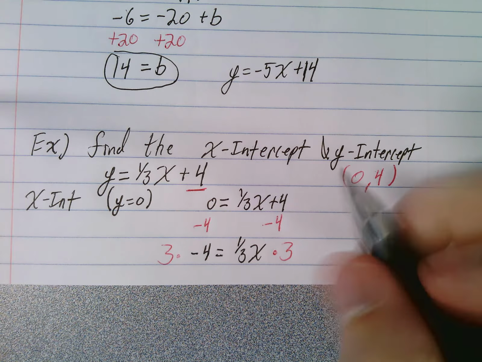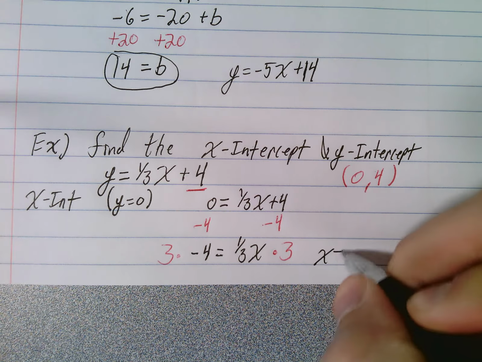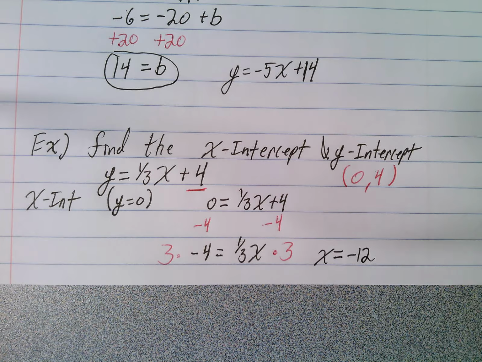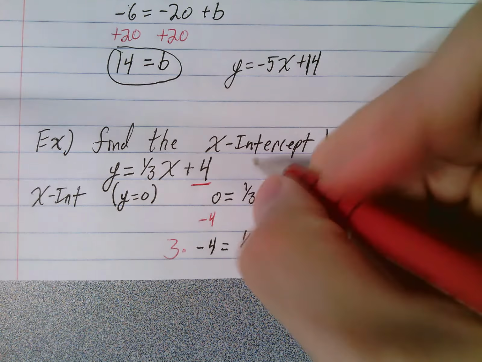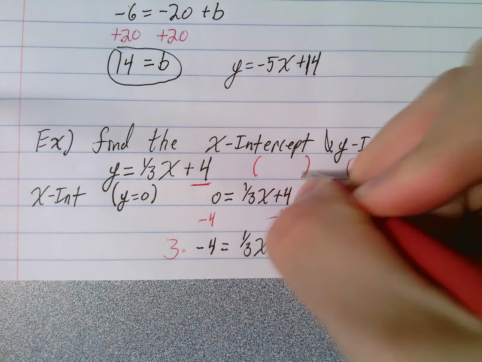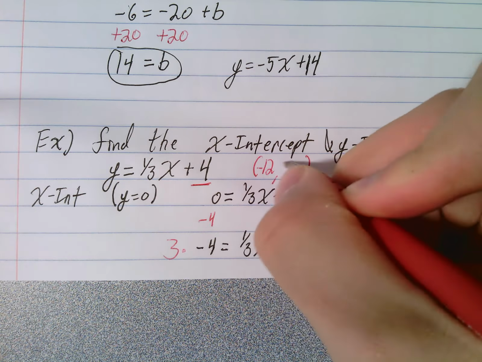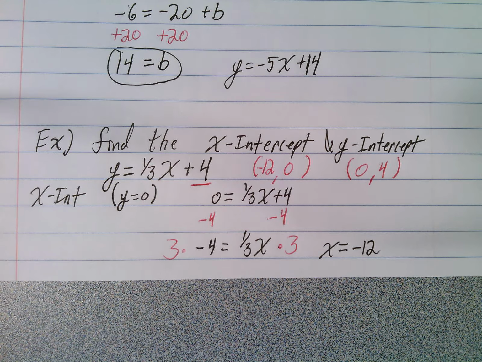What's 3 times negative 4? Negative 12. What would the point be here? Negative 12 and 0. Okay, a little bit of review on some intercepts there. It's been a while for us.